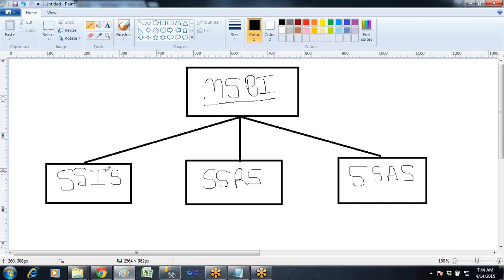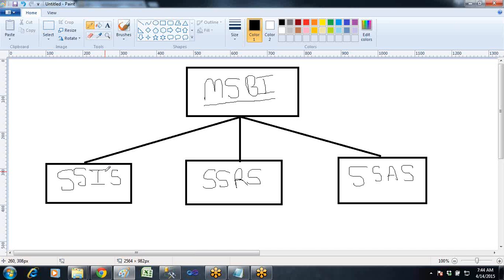SSIS stands for SQL Server Integration Services. SSRS stands for SQL Server Reporting Services. SSAS stands for SQL Server Analysis Services. So how many different tools are there? There are basically three tools, three technologies, three components, whatever it is: SQL Server Integration Services, SQL Server Reporting Services, SQL Server Analysis Services.